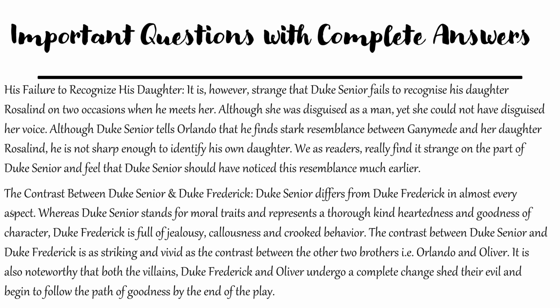And then his failure to recognize his daughter. When she was disguised as a man, Duke fails to recognize her. That's been written over here. And then we are writing the contrast between Duke Senior and Duke Frederick that we see in a large manner, that Duke Senior and Duke Frederick differ from each other in everything right from the beginning, and then his changed character.